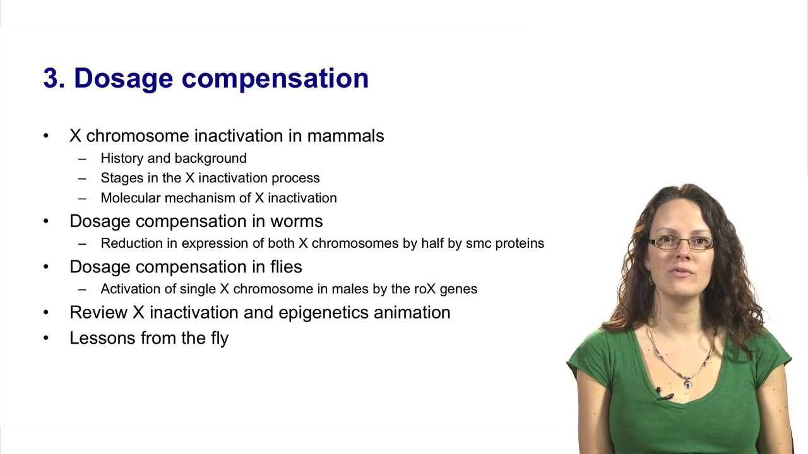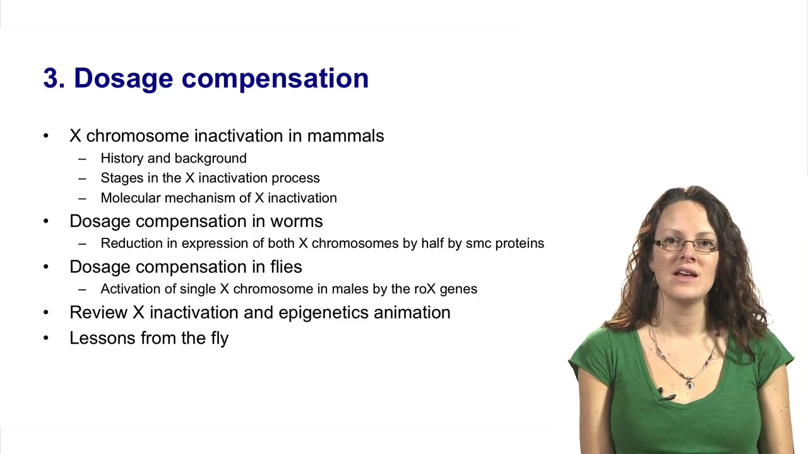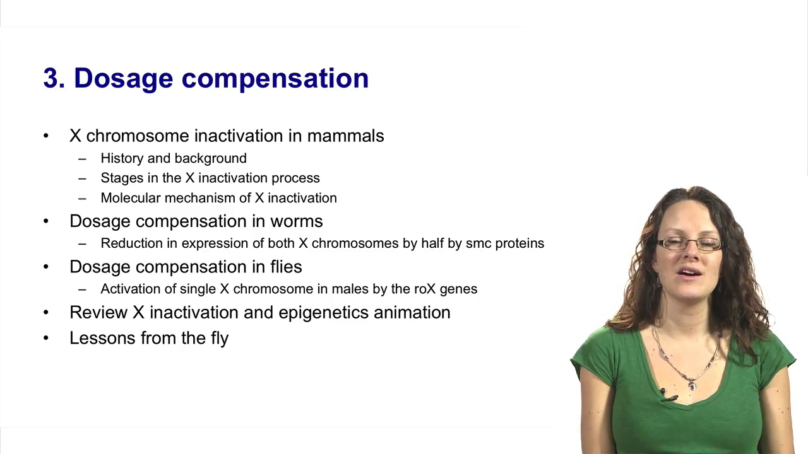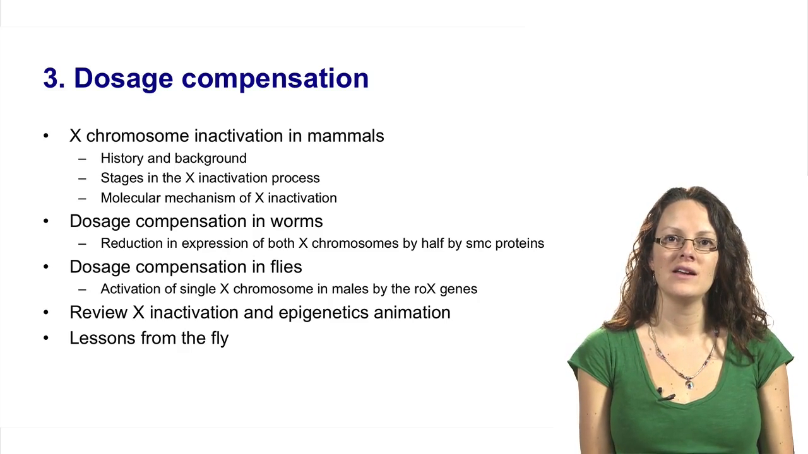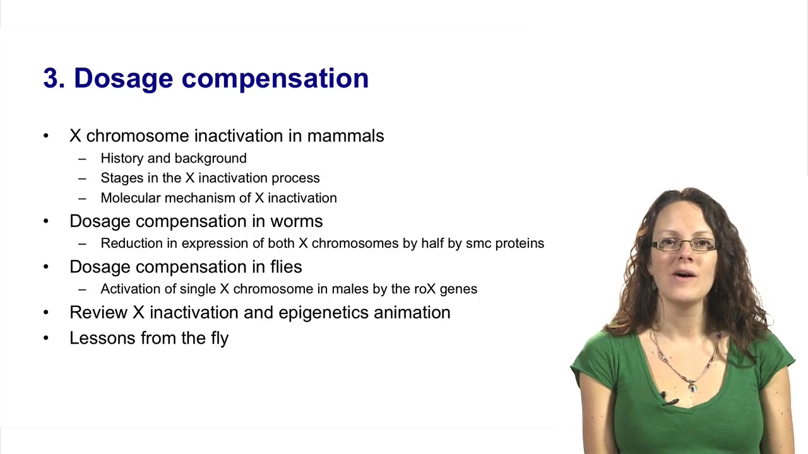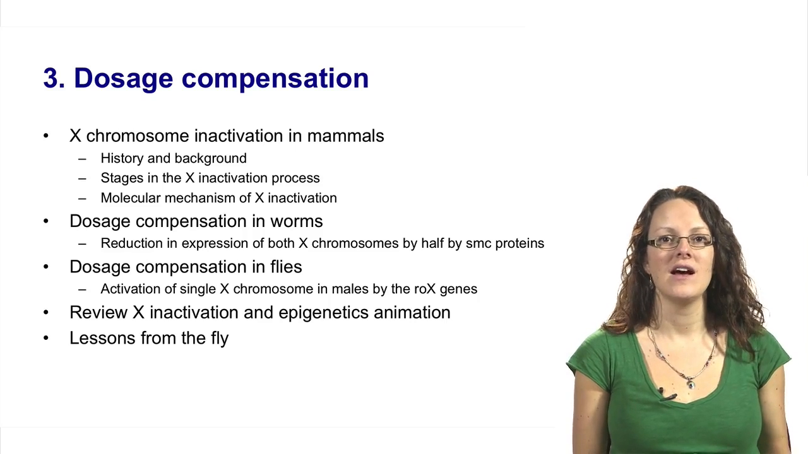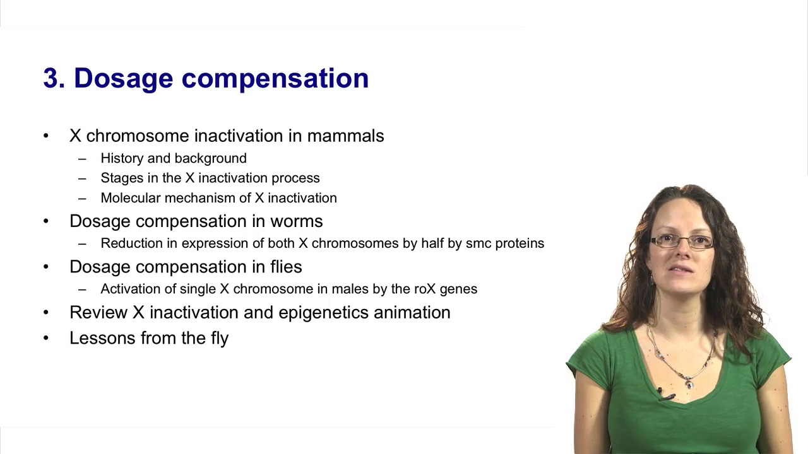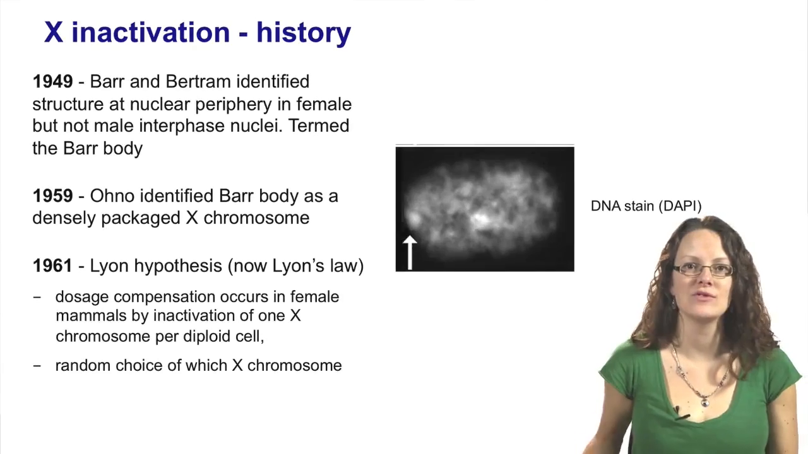We're then going to take a very brief foray into thinking about how dosage compensation exists in lower organisms, in flies and worms. And finally, we'll spend a little bit more time thinking about a few other things that we've learnt about from the fly. And in fact, much of what we know about epigenetic control in mammals has come from work that's been done in flies and then been translated into the mammalian system. So let's think about X inactivation in mammals then.